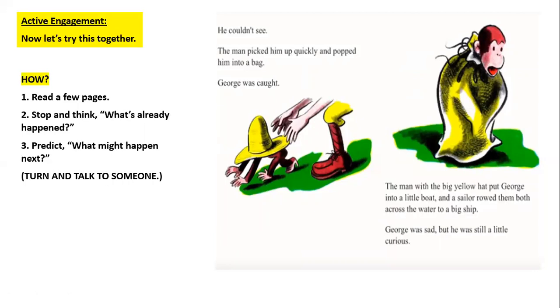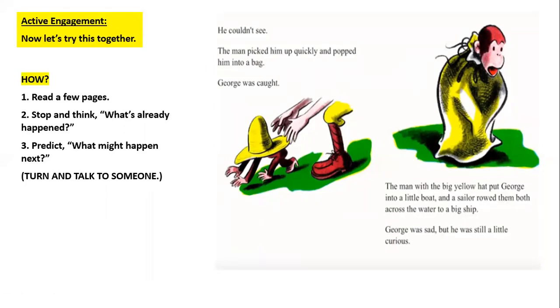Let's read. He couldn't see. The man picked him up quickly and popped him into a bag. George was caught. The man with the big yellow hat put George into a little boat, and the sailor rowed them both across the water to a big ship. George was sad, but he was still a little curious.